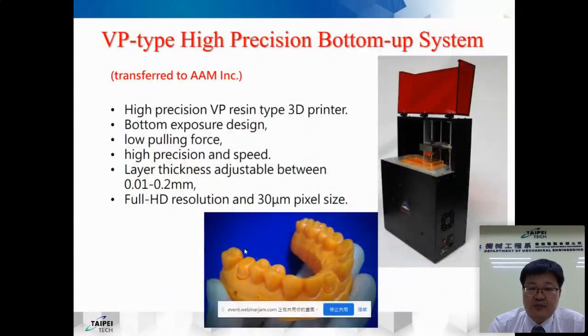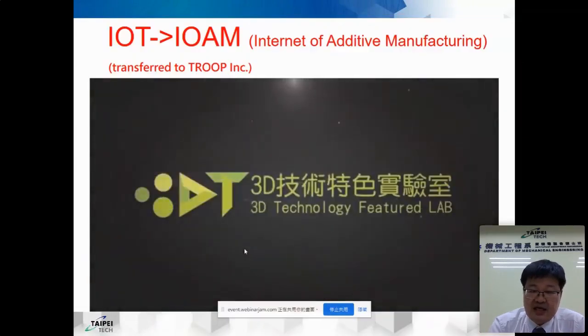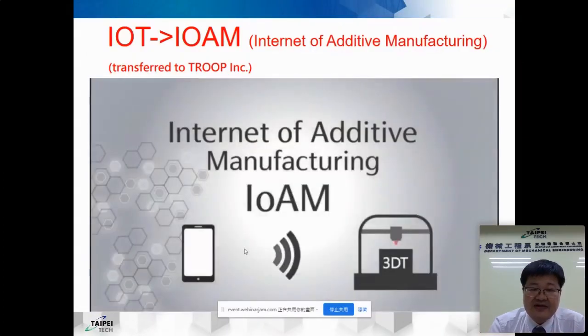And then this one will be the high precision bottom-up system. What you see, we can print the denture model in 30 minutes. And that's the model we can print by that system. And we also developed what we call IoT, Internet of Things. But instead of things, we say Internet of Additive Manufacturing.